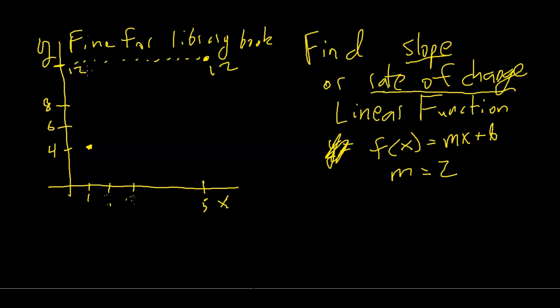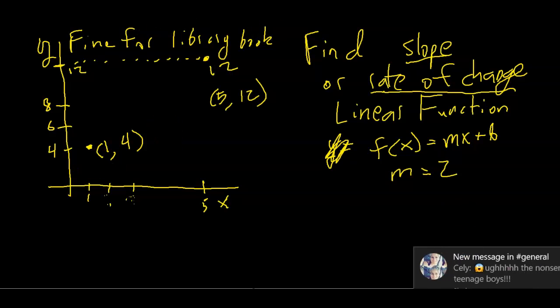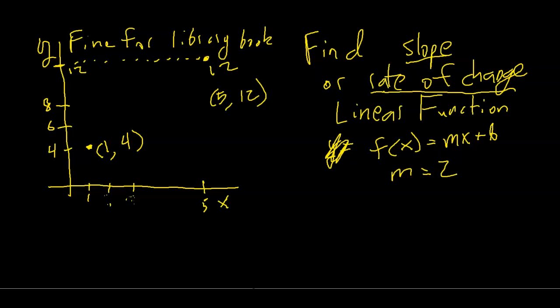Now, before, on our first set, when we had 3 points for day 1, day 2, then day 3, it was easy to figure out what the rate of change was. But here, we're given 2 points that are kind of far away from each other. We're given the point 1 comma 4, and the point 5 comma 12. So how can we figure out the rate of change easily? Well, we can take these 2 points and consider them as part of this linear function, a linear relationship, so we can consider them 2 points on a line.